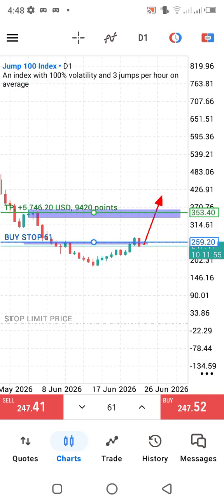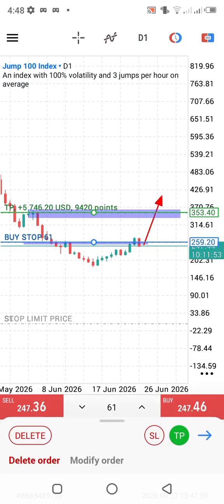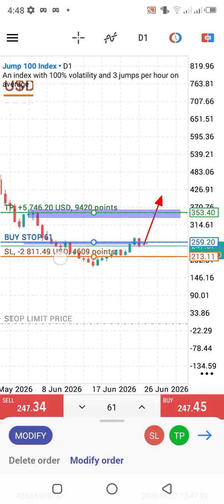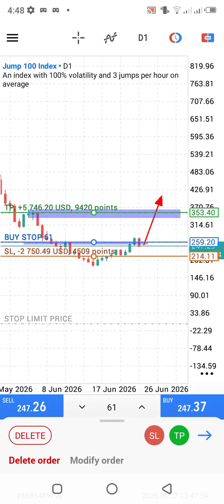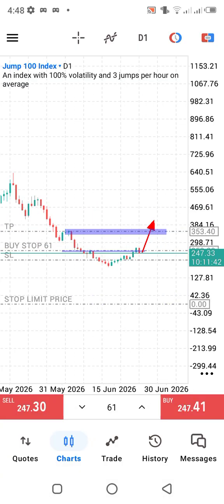The stop loss can be put at around this zone over here, down here. So that's around 2k stop loss, and then the target is just like 5k, right? 2k for 5k, that's like a 1 to 2.